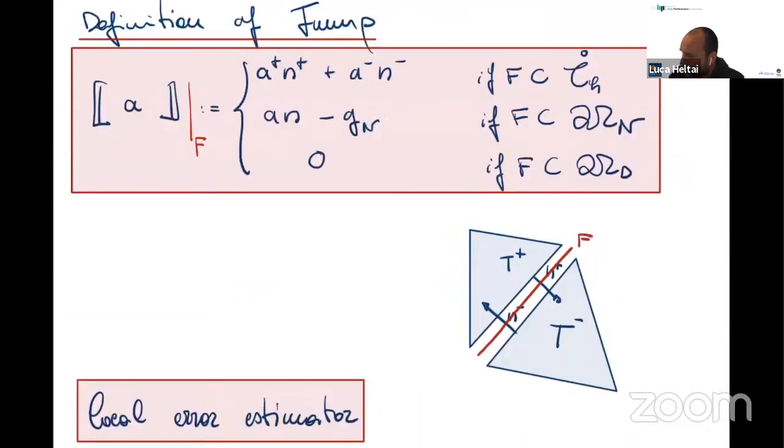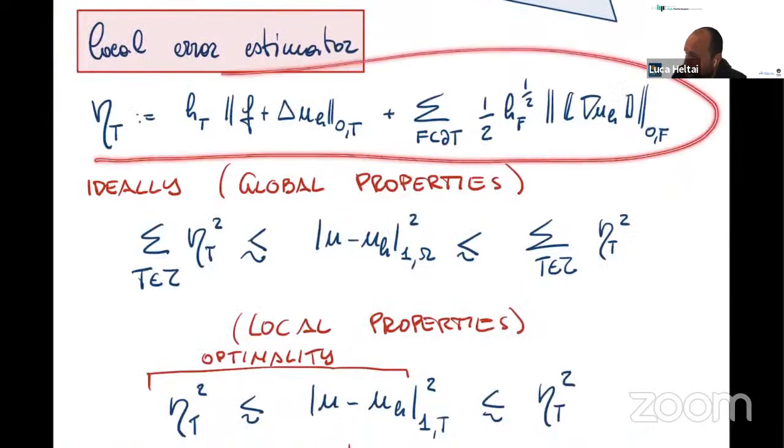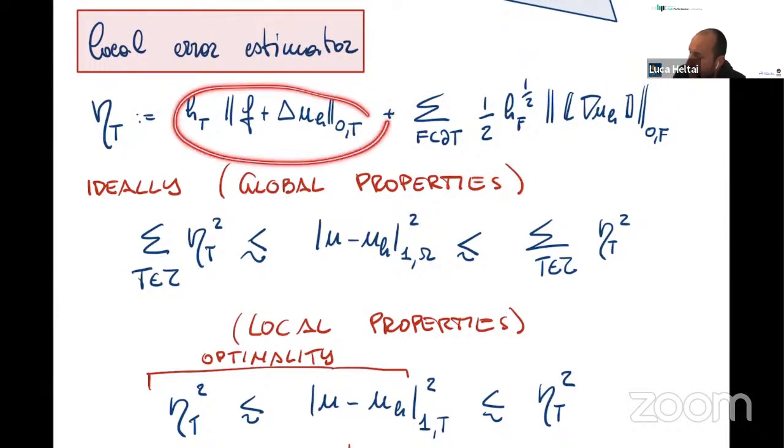So by the definition of the jump, we have the local error estimator, which is defined as the sum of 2 contributions. This part is the Kelly error estimator that is implemented in the deal.II library. This is what we added to the Kelly error estimator in order to also have control of the local gradients.